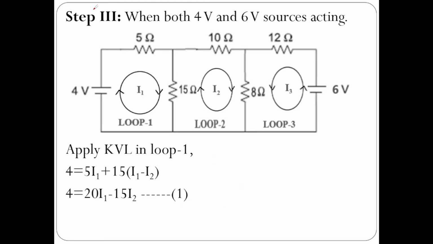Now let us go to step 3. Let us assume all the sources are acting in the circuit, that is 6 volts and 4 volts. This is 6 volts, this is 4 volts. Both are acting in the given circuit.